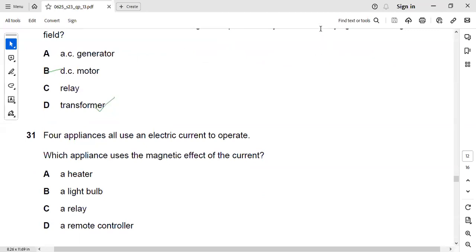Next, four appliances all use an electric current to operate. Which appliance uses the magnetic effect of the current? Here, heater, bulb and remote controller: these three don't use any magnetic effect. Relay is using a magnetic effect, because with the help of the magnetic effect only, we are turning this normally open switch to normally closed. This operation happens because of the magnetic effect. So the right answer is relay.